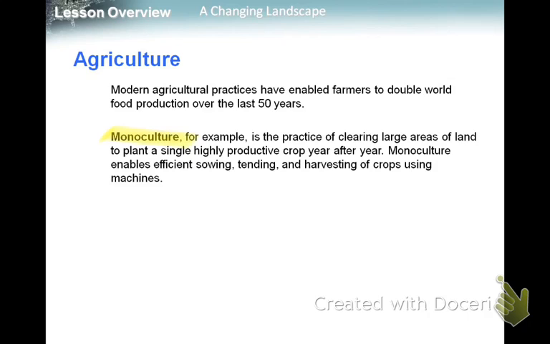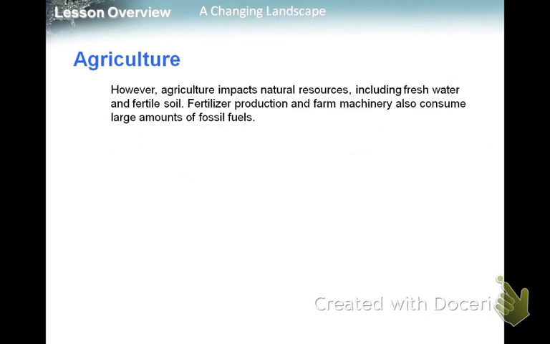In agriculture, there's a practice called monoculture, which is clearing large areas of land to plant a single highly productive crop 1 year after the other. It's nice because it's very efficient. The crops can be harvested and tended to by using machines. But this agriculture impacts natural resources like water and soil. Fertilizer and farm machinery consume large amounts of fossil fuels.